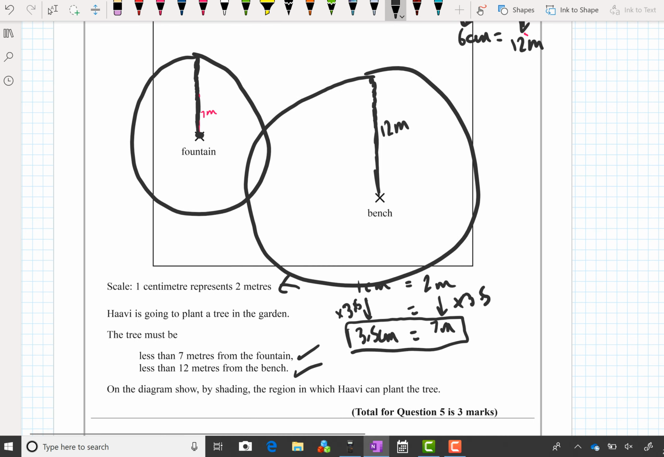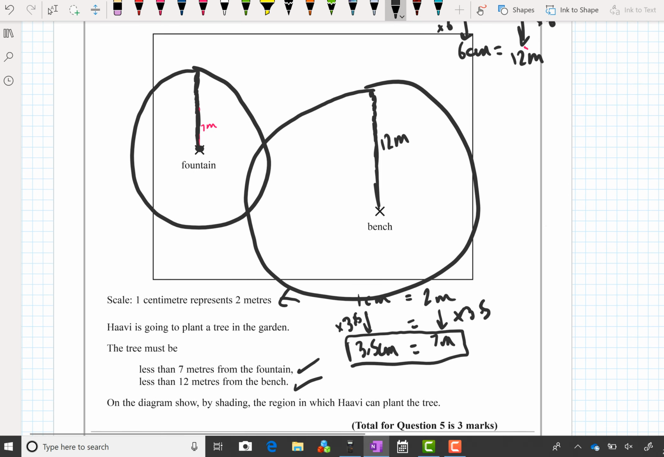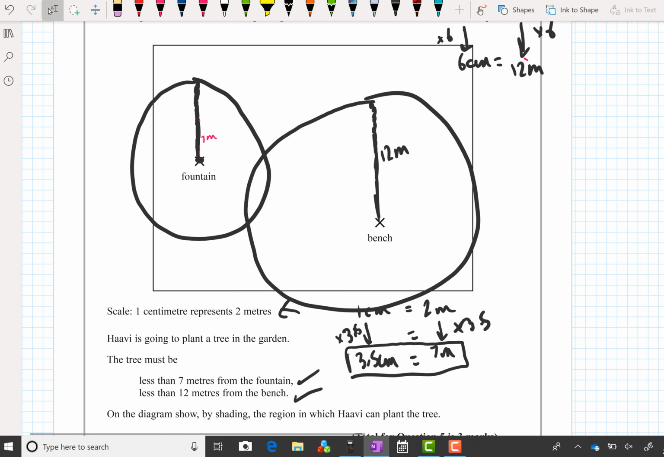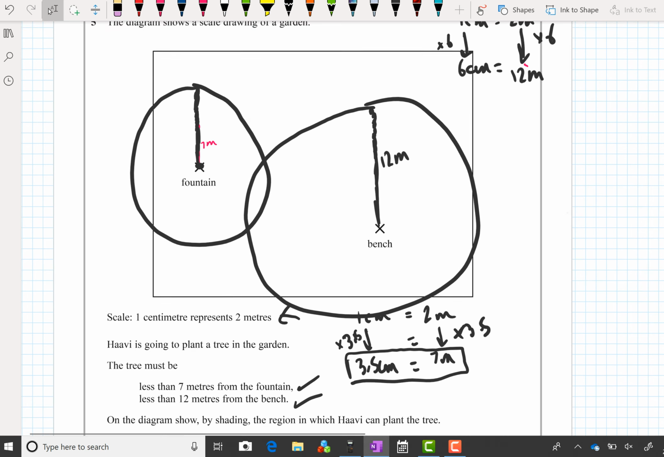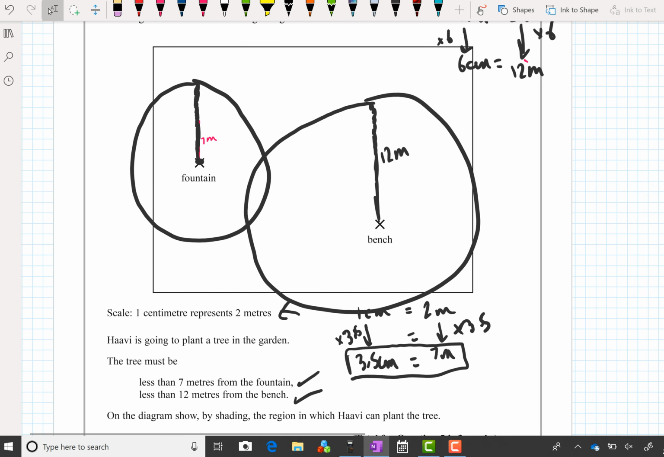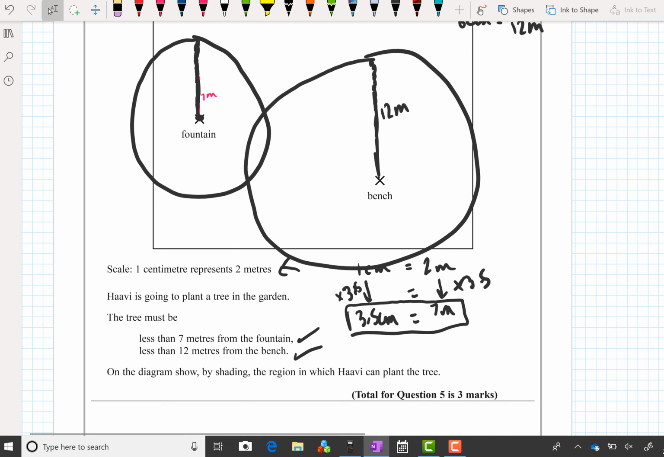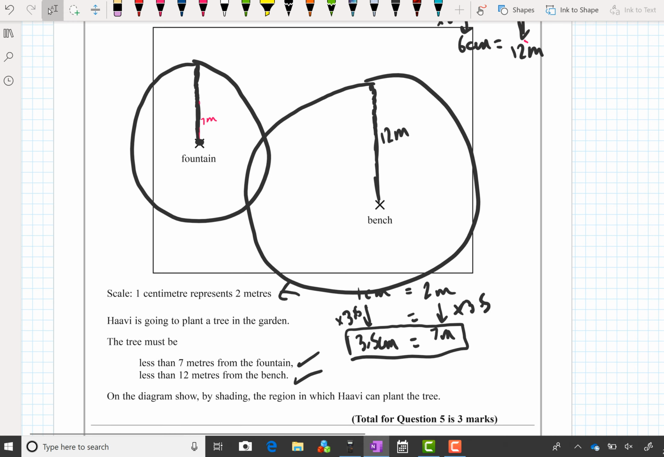Now what does it say? On the diagram, show by shading the region in which Harvey can plant his tree, because it has to be less than 7 meters from the fountain and less than 12 meters from the bench. So what you couldn't do is pick a point here, because although it's less than 7 meters from the fountain, it's not less than 12 meters from the bench. What you're looking for is this little region here, this overlap.